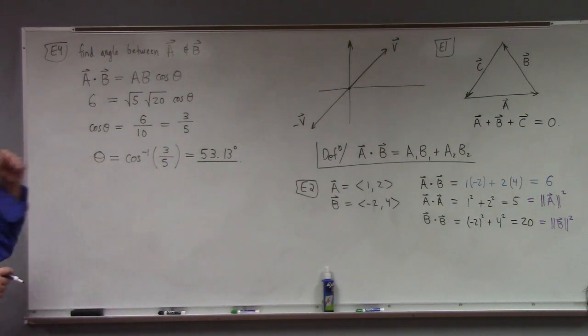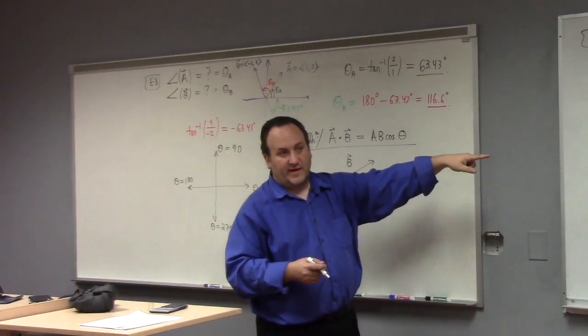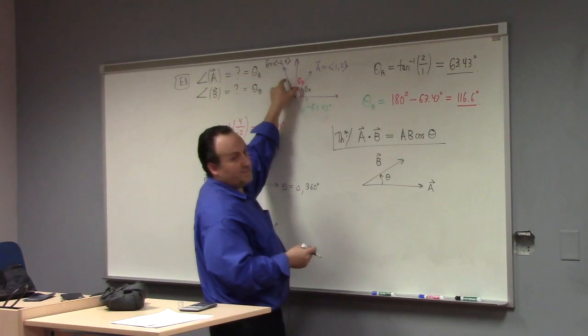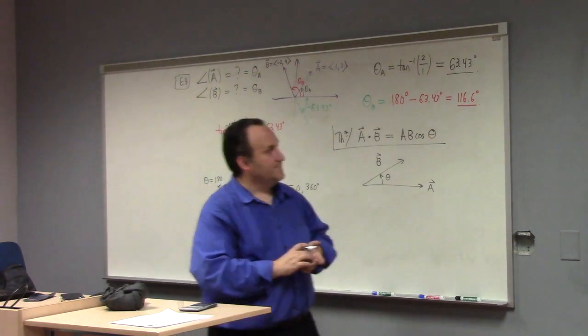Okay, so 53.13 degrees is the angle between these vectors. Does that make sense, by the way? Yes. Can you see it? So what is the difference of 116.6 degrees and 63.43 degrees? Should be that, right? Because if I take this angle minus that angle, I should have the angle between them. Did it work? Okay, cool.